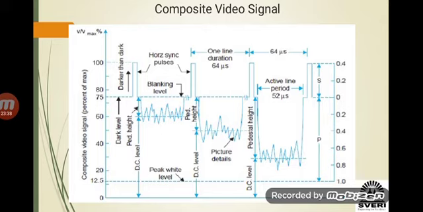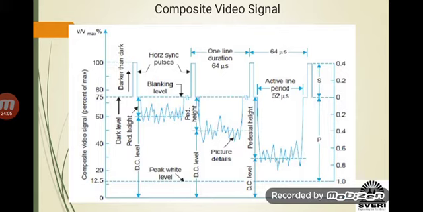The front porch is 1.5 microseconds. It is just like a breathing space for the electron beam, so that when it reaches the right side, it can reverse its current and start moving back to the left side. Then there is a horizontal sync pulse, where the beam actually returns from right to left. And then there is a back porch of 5.8 microseconds.